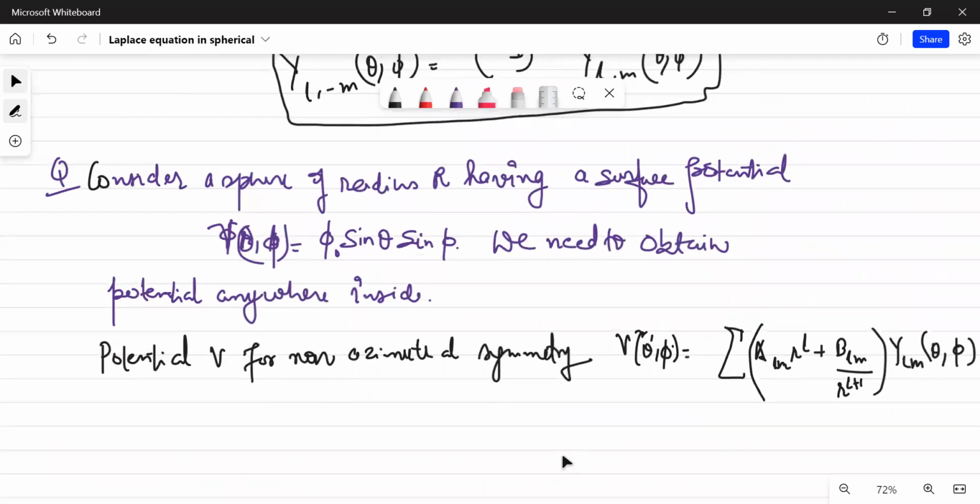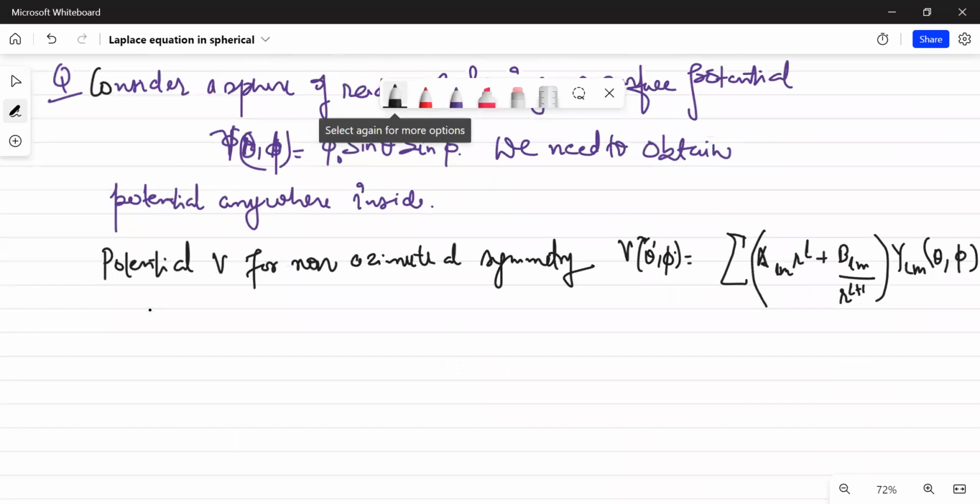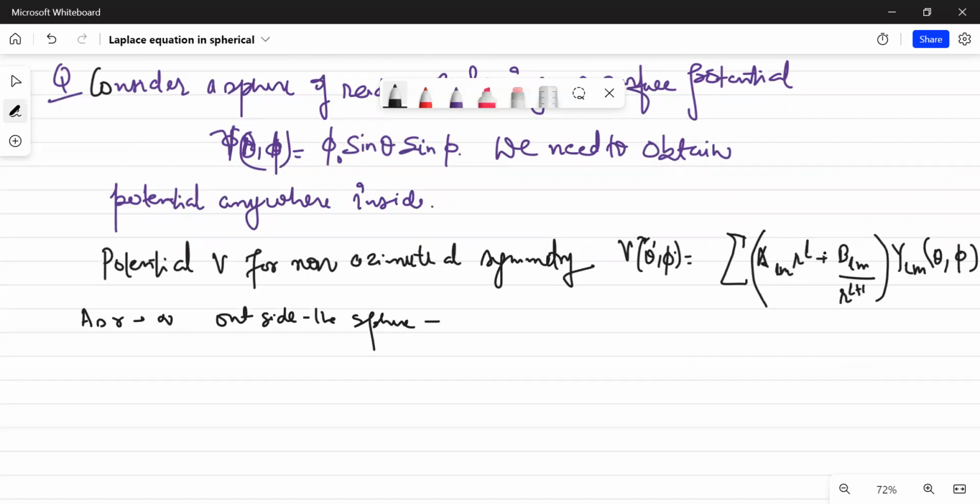Now you understand, as r tends to infinity, for the potential outside the sphere, you can clearly see that this particular term will go towards infinity. Now, as r tends to infinity, your potential should be 0. It implies your ALM should be 0. Because if ALM survives, then this particular term will blow up.